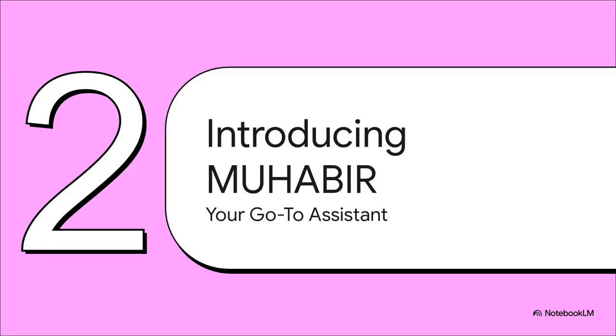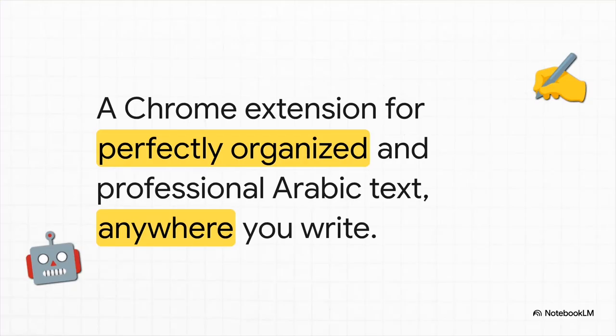Okay, let's get to the solution. Meet Muabir. It's a pretty slick Chrome extension that's designed to be your go-to co-pilot for writing in Arabic wherever you happen to be on the web. Just think of it like an intelligent assistant that's always there with you. It doesn't matter if you're writing a formal business email, a blog post, or just a quick reply on social media. Muabir is there in the background, making sure your text is spot on, perfectly formatted, and professional. So you can just focus on getting your ideas out there.